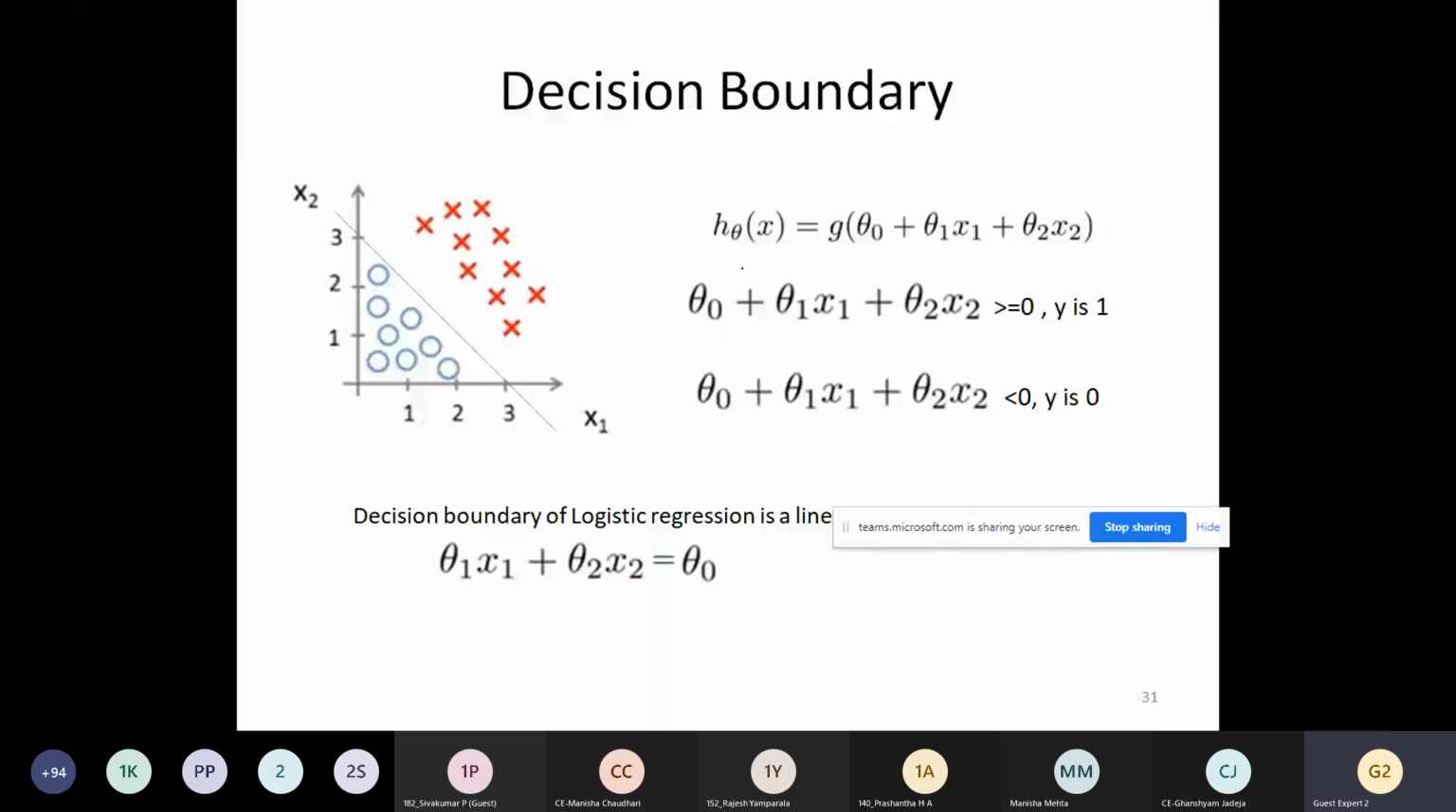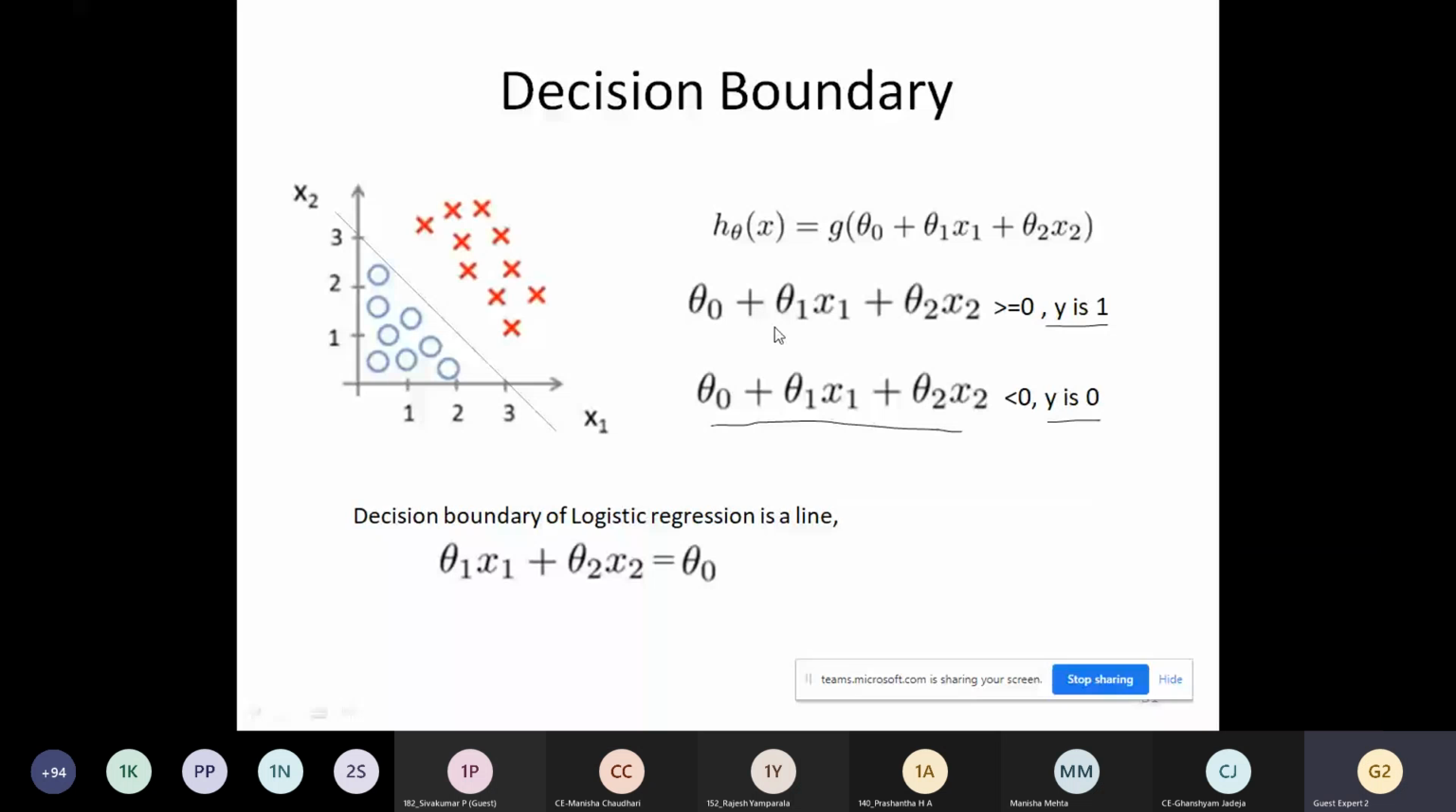As per the logistic regression model which we have discussed earlier, whenever theta transpose x is greater than or equal to 0, y is 1. Whenever theta transpose x is less than 0, y is 0. So these are the two categories. Okay, so what is the decision boundary? Theta 0 plus theta 1 x1 plus theta 2 x2, that is theta transpose x, equal to 0. That will be the decision boundary. That is the separation line.